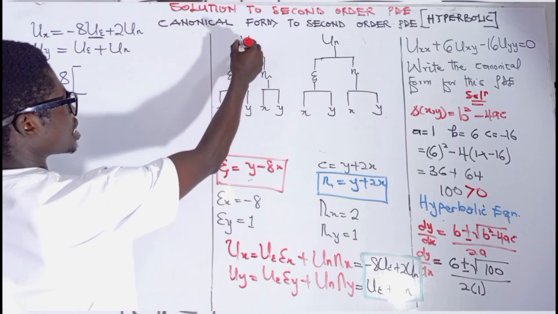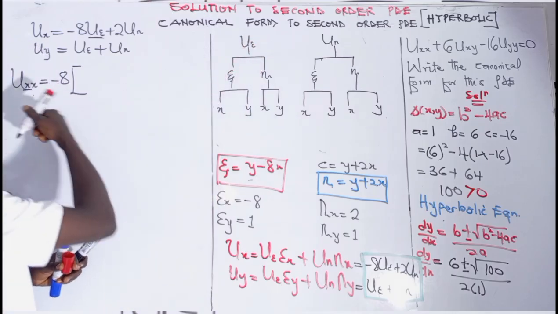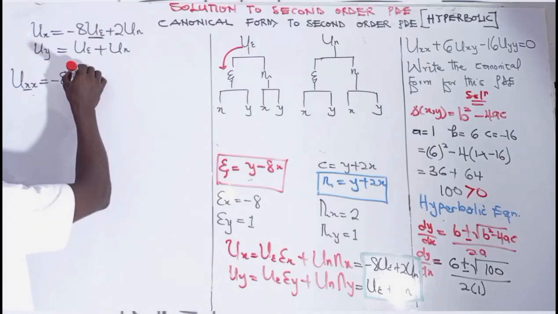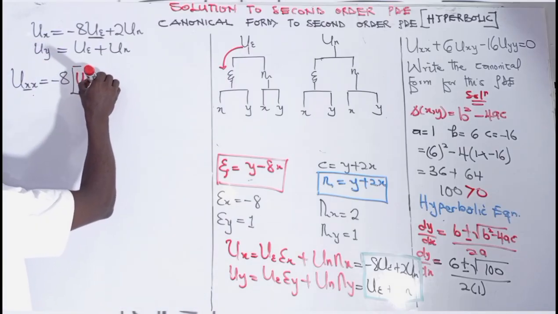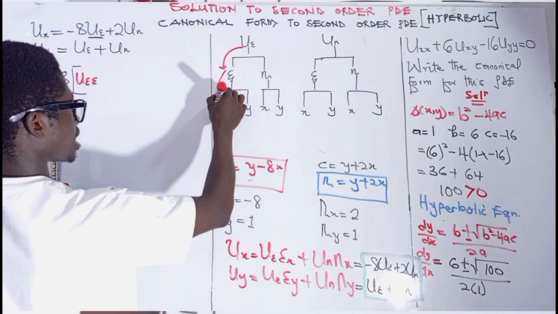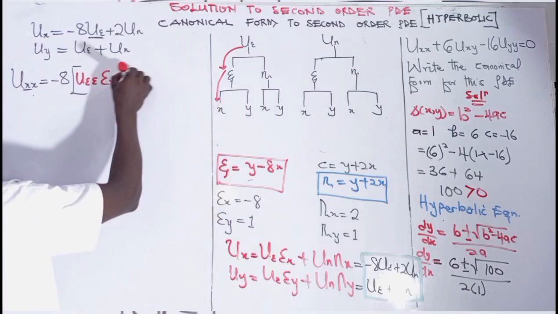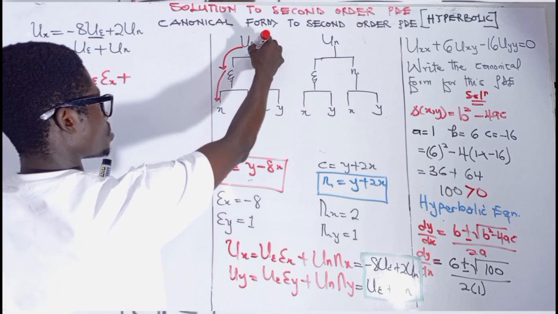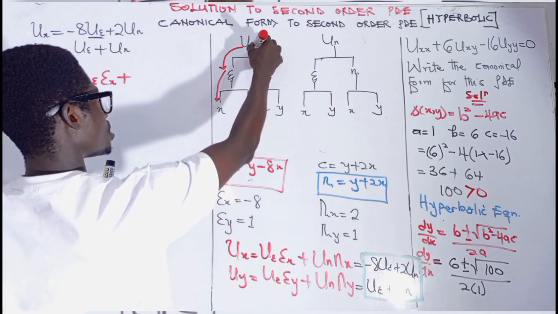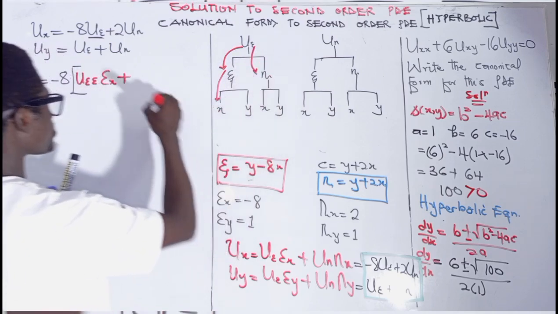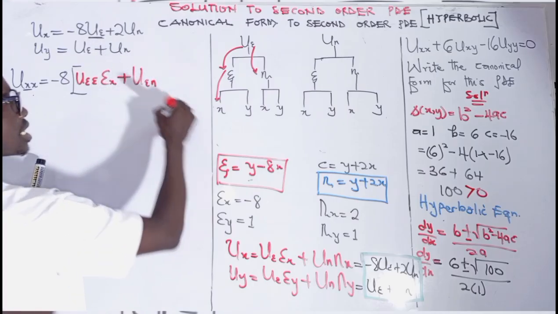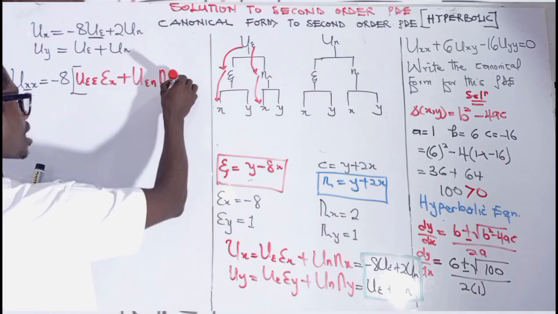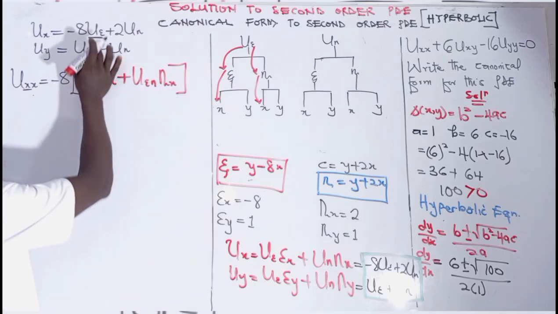We have u xi. We are taking it with respect to x. Take note. So we have u xi x. Then you come and write it: u xi xi, then we have xi x. Since we have another x here, on u xi, we have to move to that very part as well. So we have u xi eta, then we have eta x. So we are done with u xi.